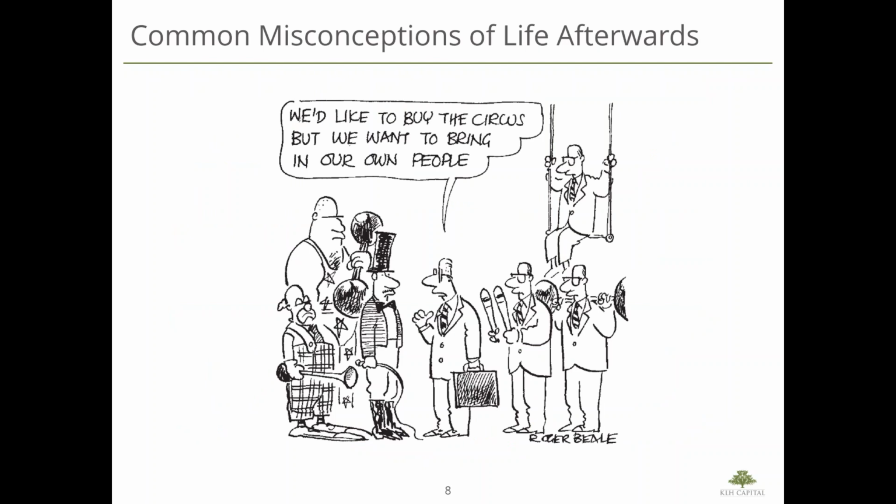The next slide here, comically: we'd like to buy the circus, but we want to bring in our own people. It's the classic misconception of value creation and what makes the business, which, as we know, is largely the people. So while comical here, we think it's critical for you guys to understand that there are different flavors, structures, and personalities in the PE industry, and getting the people part right is, call it, 75% of this. And then the amount of money, the type of money, the actual valuation, the spreadsheet side of the business, call it 25%.